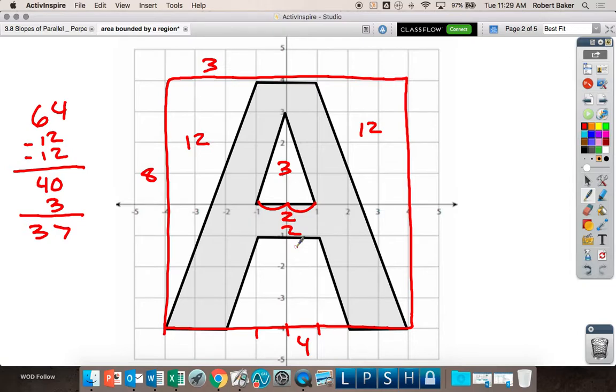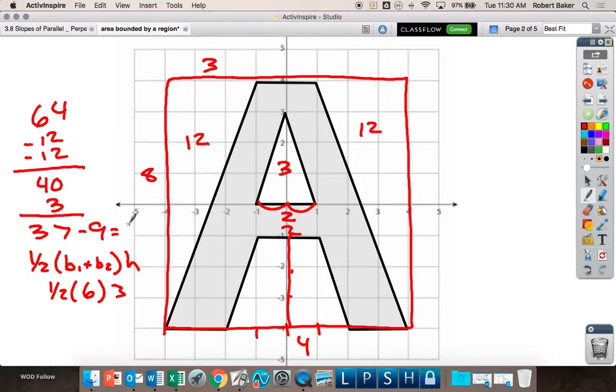Oh, yeah. So y'all know the formula for the area of a trapezoid? It's 1/2 the sum of the bases times the height. So 4 plus 2 is 6. The height is 3. So 3 times 3 is 9. The total is 28 units squared.